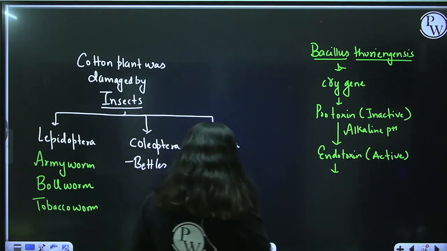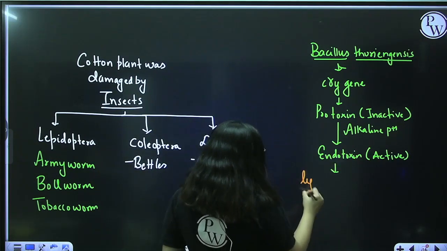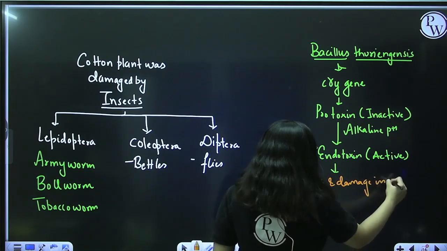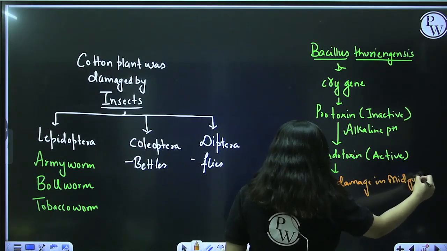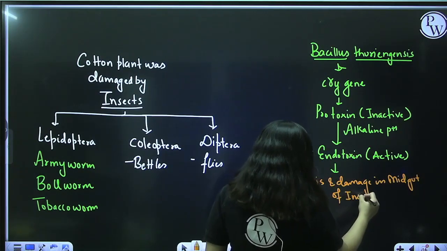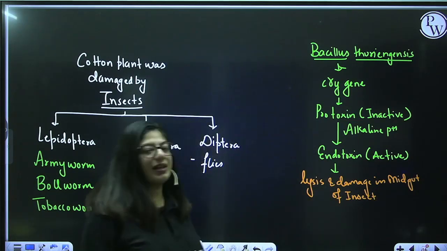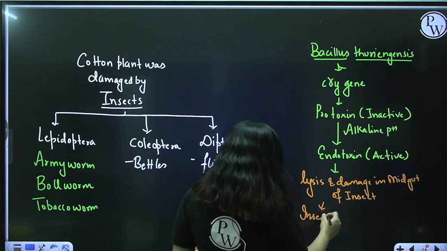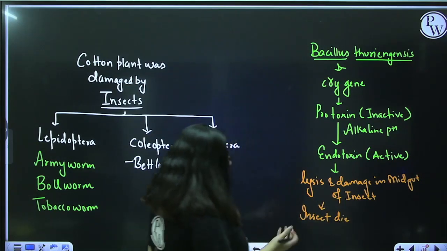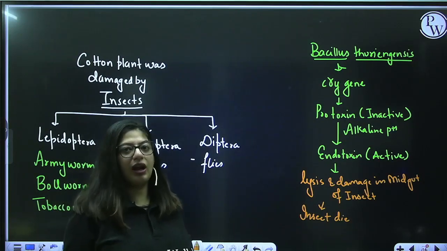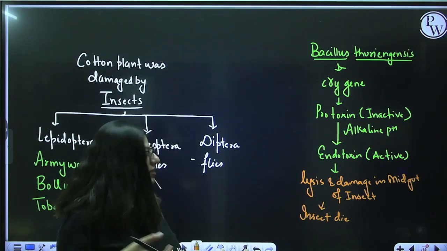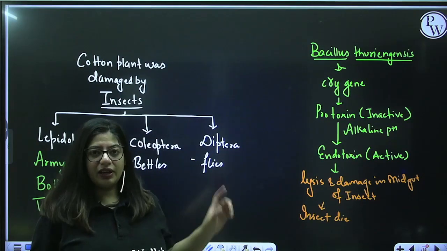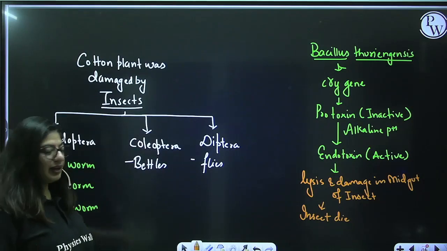So this endotoxin, what can it do? It causes lysis and damage in the midgut of the insect. In the midgut of the insect, which cells? Epithelial cells, definitely. And now the insect will die. Damage to the larva is more, right? As compared to the adult insect, it damages the larva more. All right, so we got to understand that this is a thing that can destroy the insect, and this was your problem. Let's find the solution.